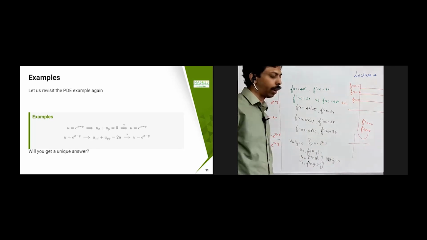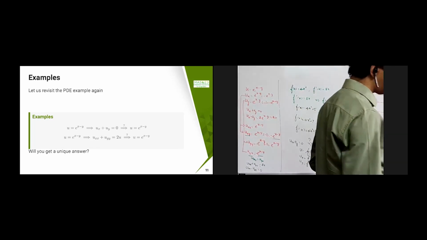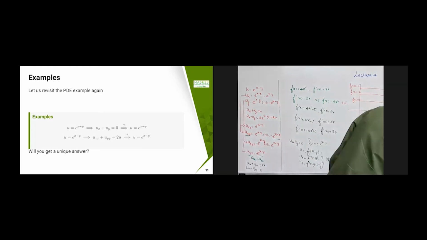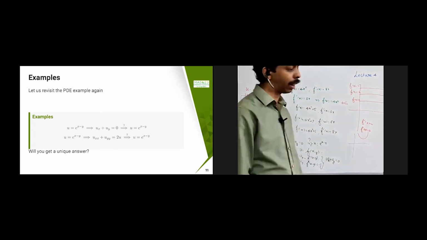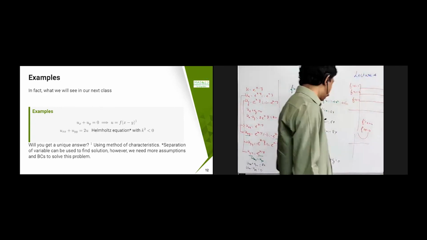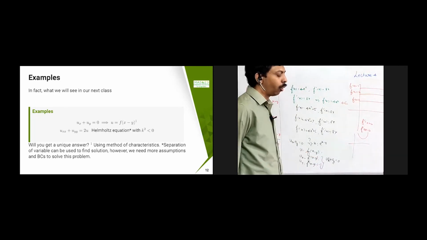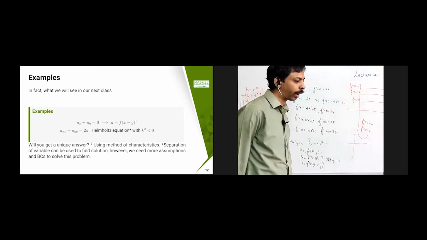Same way, if uxx plus uyy equal to 2u is given, you cannot guarantee that u equal to e power x minus y. So the first one, if you take u equal to f of x minus y, you are going to get the same thing again. You cannot get a unique answer.